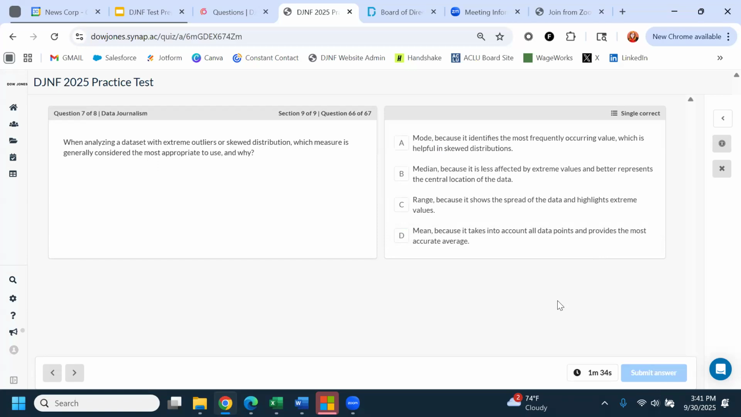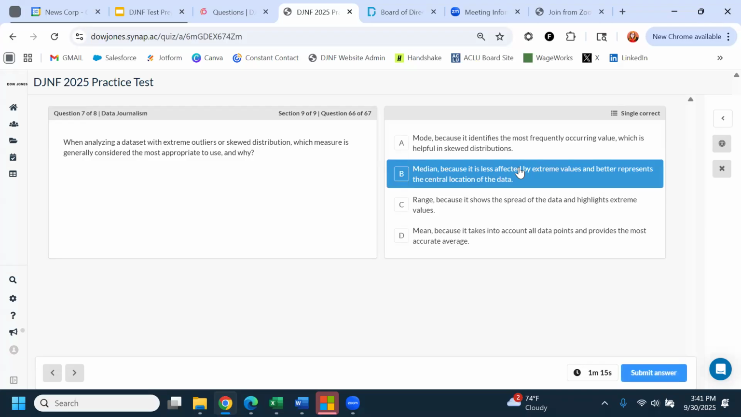So again, mean, median, mode, understanding the differences between them and when you as a journalist would use certain numbers. And in some cases, we might give you a string of numbers and then say which ones are the mean, median, and mode, and things like that. The answer here is median.